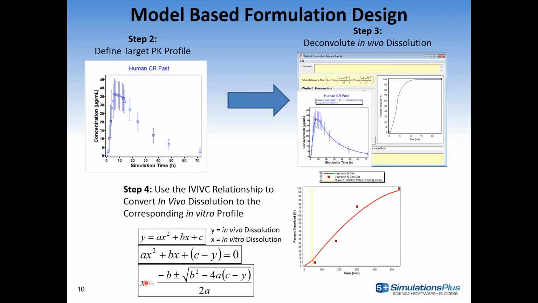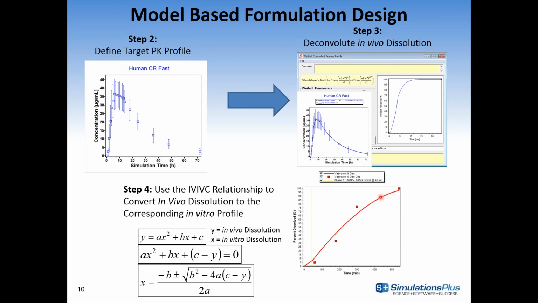We can invert it so that we have a formula between X, the in vitro dissolution, and Y, the in vivo dissolution. So this is the in vivo dissolution. We plug that into this formula, and then we can get X, which is our in vitro dissolution. Those are the red data points. These are at the same sampling time points as the in vitro experiment, and they're generated from this in vivo dissolution rate. So now we have an in vitro profile that's our target, and can we design a formulation to hit that in vitro target?